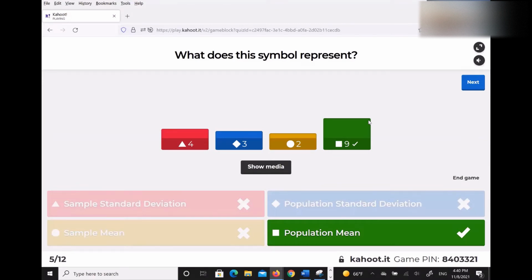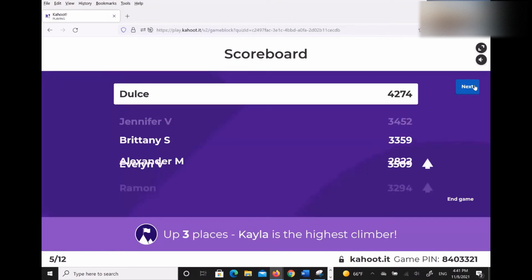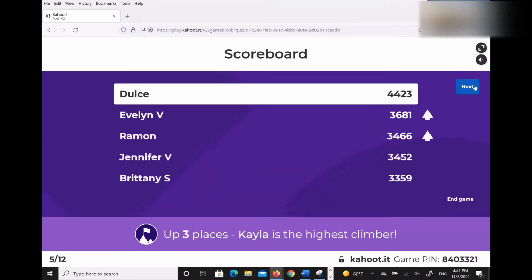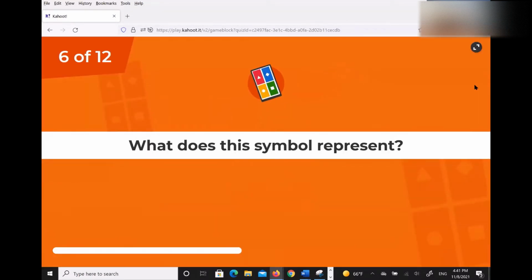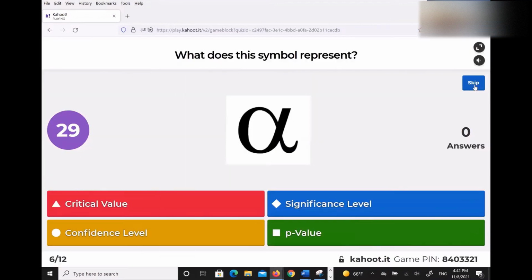Right, it is the population mean, right? Right, Dose, Evelyn, Ramon, Jennifer, Brittany, Kayla. This one might be new, but we talked about it last time.